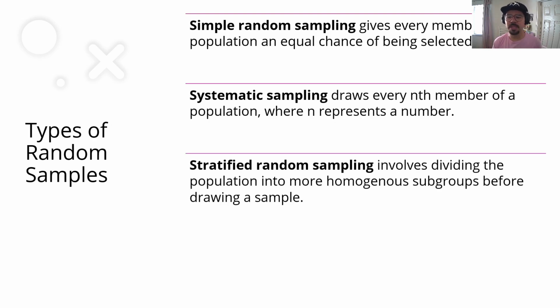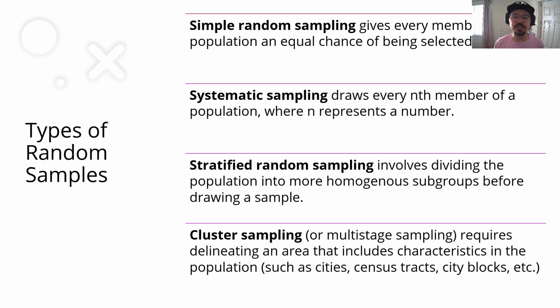Stratified random sampling involves dividing the population into more homogeneous subgroups before drawing a sample. So, for example, if I were focused on studying something related to race, I would take my population and break them up into racial groups before drawing my sample from those groups.